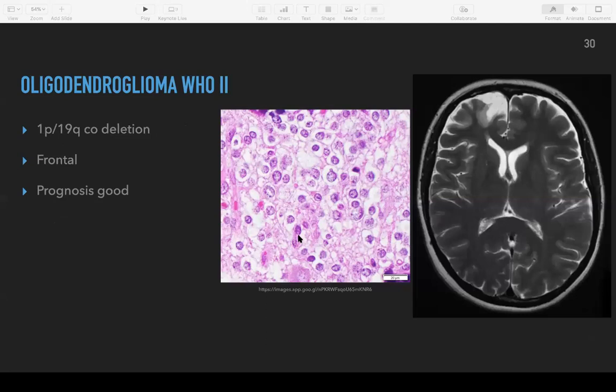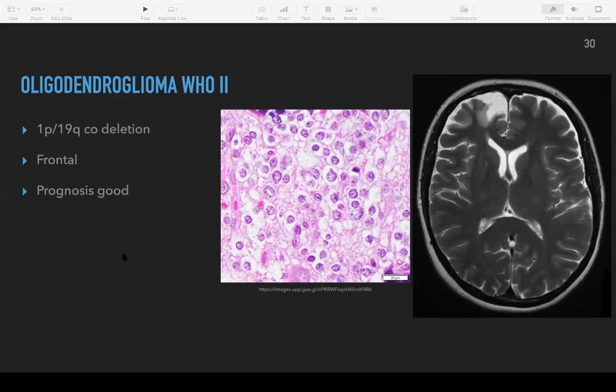The next tumor is oligodendroglioma. The current definition of oligodendroglioma depends on seeing the co-deletion of chromosomes 1p19q. Before, we were diagnosing oligodendroglioma by histopathology, and this is what we call the fried egg appearance. Fried egg appearance is a very common term that we use to describe oligodendroglioma in histology.